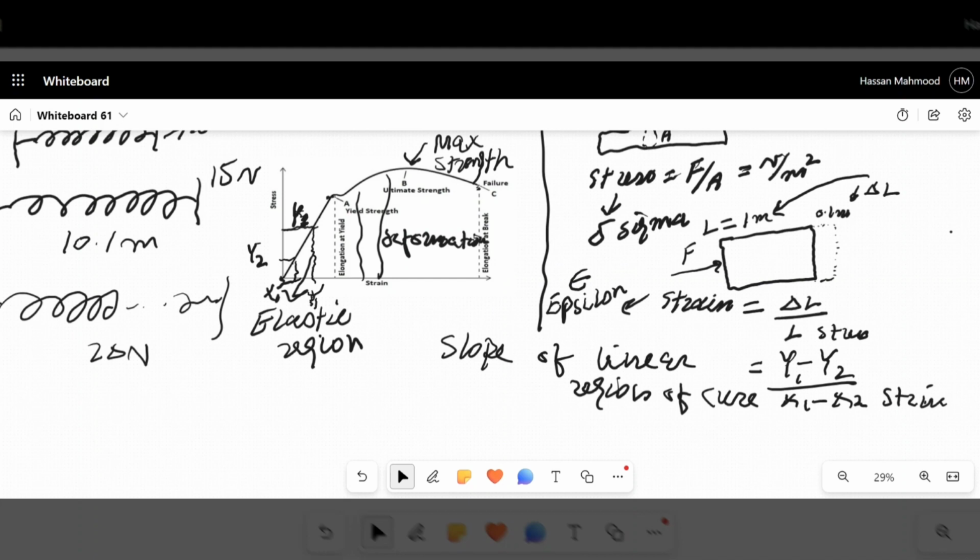So hopefully you enjoyed this session, and that gives you a basic idea of how stress, strain, and Young modulus work.